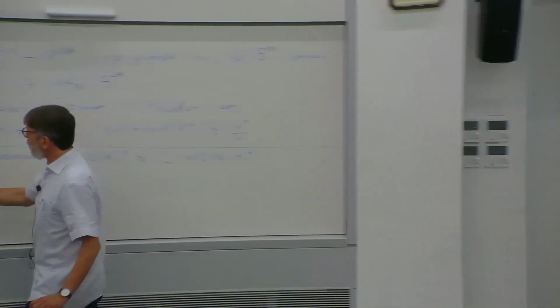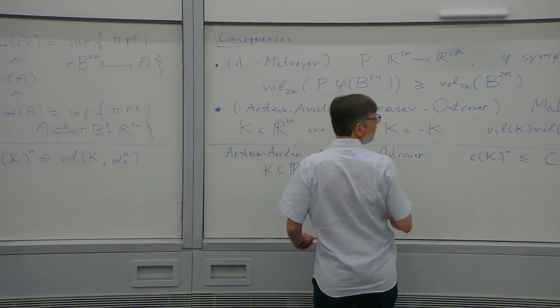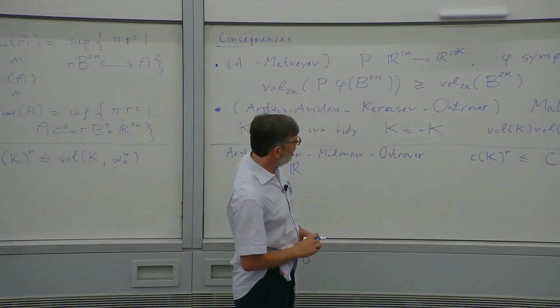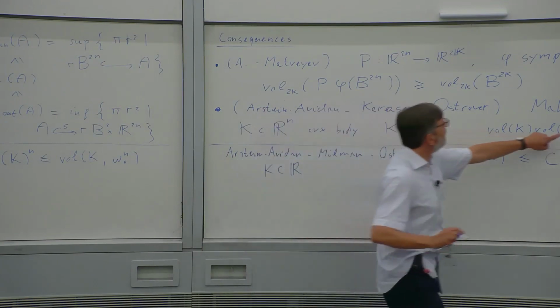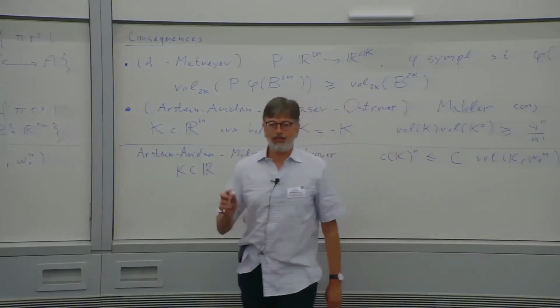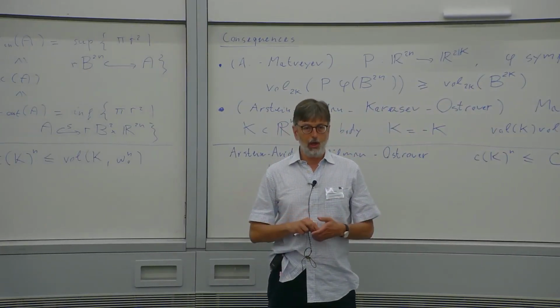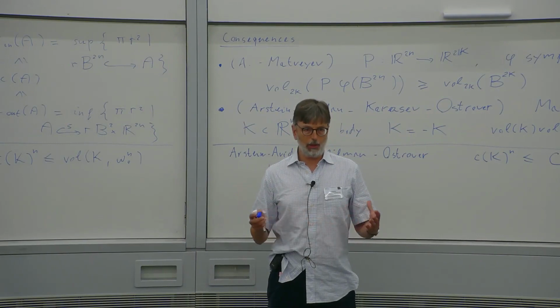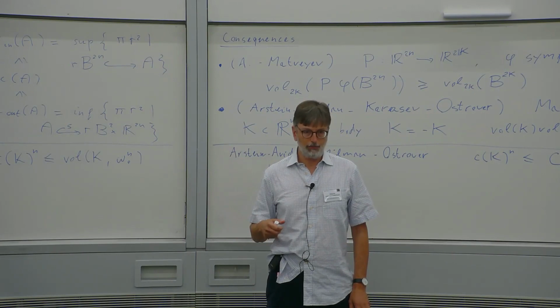K is always a convex body in R^2n. Sorry, this is the polar set, the polar set in the sense of convex geometry, the polar of the convex body.